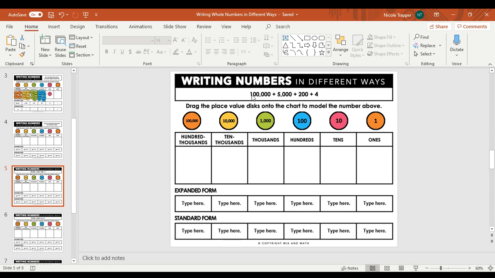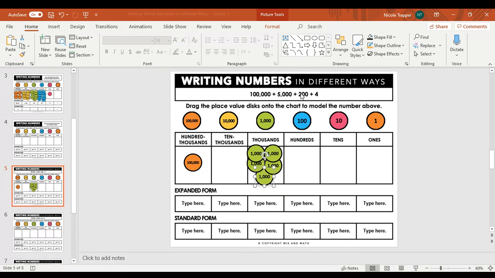I'm going to show this expanded form using place value discs. When I look at 100,000s, I see 100,000, so I'm only going to drag one of the 100,000s to the place. Next, I'm going to look for 10,000s. There is no 10,000s, so I'm not going to put anything in the 10,000s place. Next, in the thousands, I'm going to look up here for thousands. This says 5,000. So I know that there should be 5 thousands because 5 times 1,000 will give me the value of 5,000.